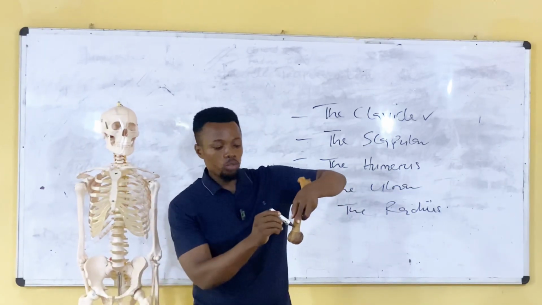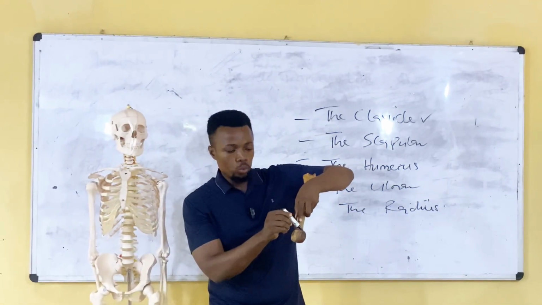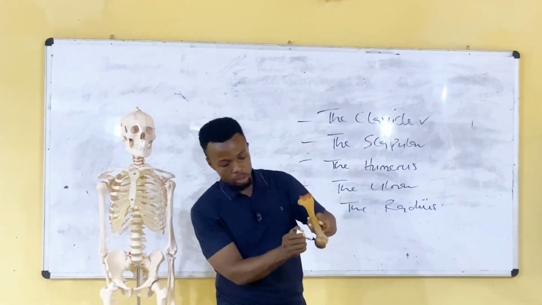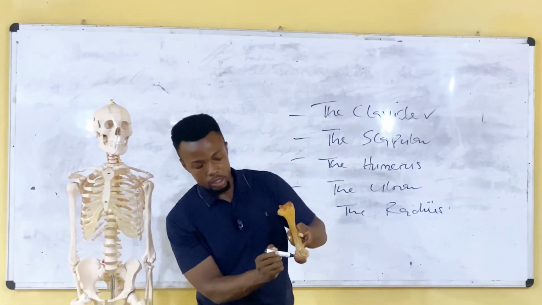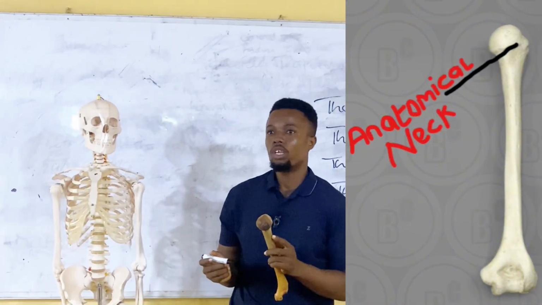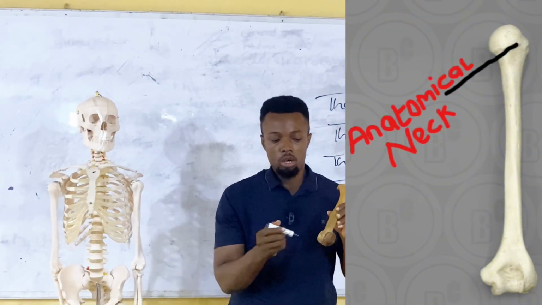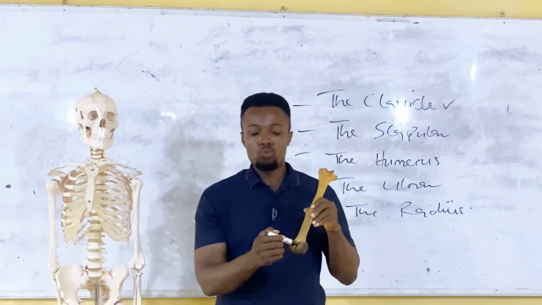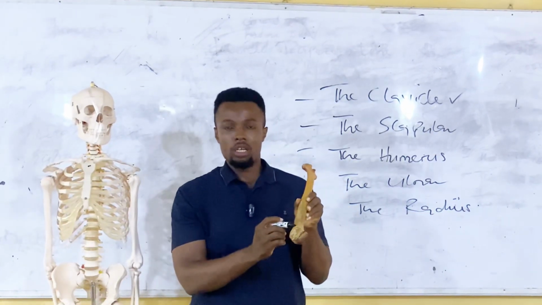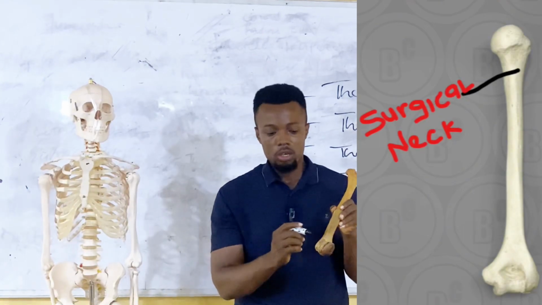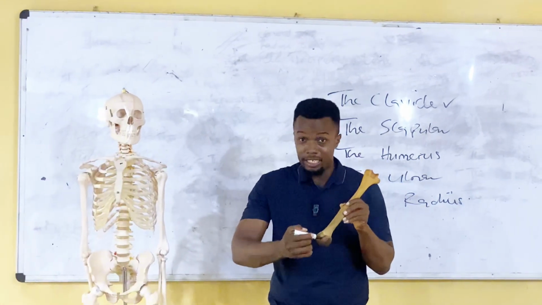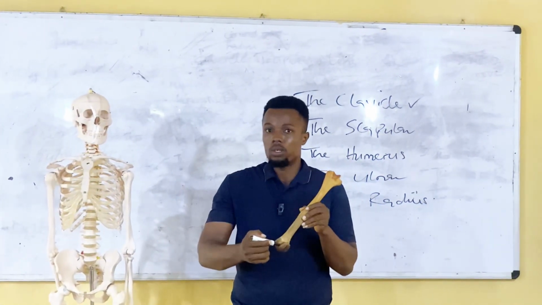Then around the head of the humerus, we have a shallow groove. This is known as the anatomical neck of the humerus. Then we have another neck here, which is known as the surgical neck of the humerus. The reason why this is called the anatomical neck is because this is originally the neck of the humerus.